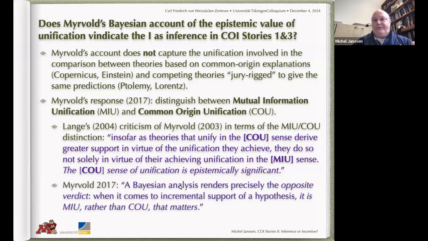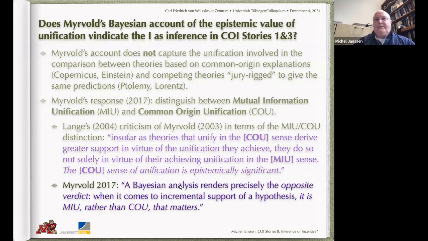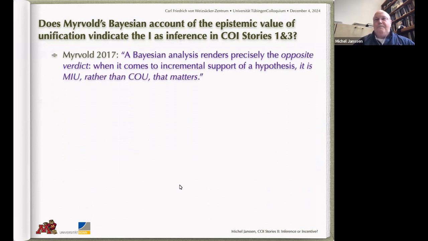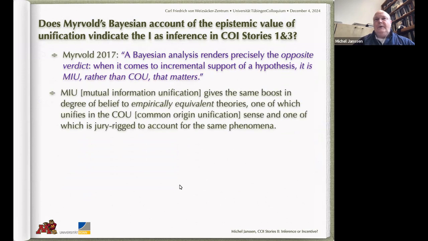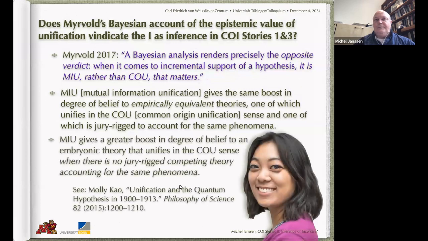A Bayesian analysis renders precisely the opposite verdict. When it comes to incremental support, it is MIU rather than COU that matters. All right. So MIU gives the same boost in degree of belief to empirically equivalent theories, right? No matter whether they unify or they're jury-rigged to give the same results.